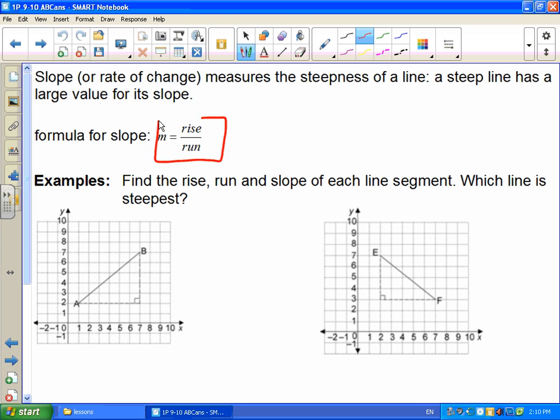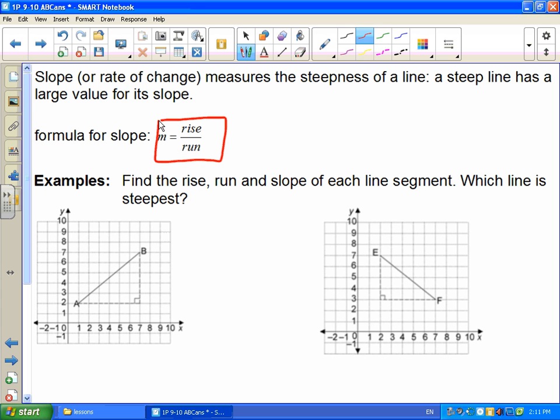M equals rise over run. And M, as a letter, is just used to represent the slope. So instead of writing the word slope, we just put M. Now, what is rise and what is run? Well, you've got it on yours right there. It says rise is how much the line goes up. If the line goes down, then the rise is negative. Run is how far the line goes across.